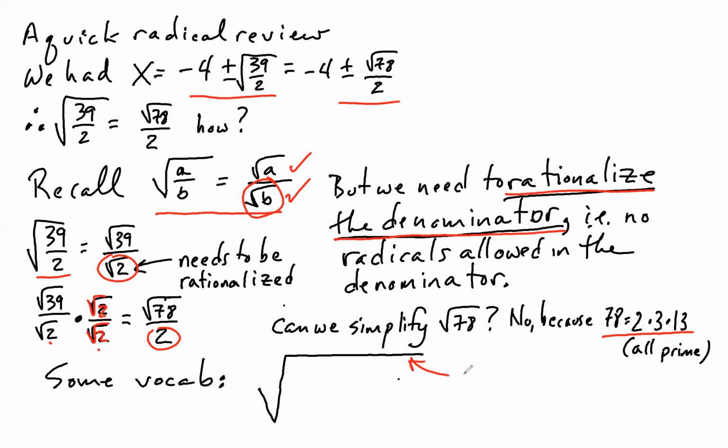Just a quick little reminder about the vocabulary. The sign itself is called the radical sign. And then all the stuff inside, like say the 78, is called the radicand. We'll be using those words in the near future.